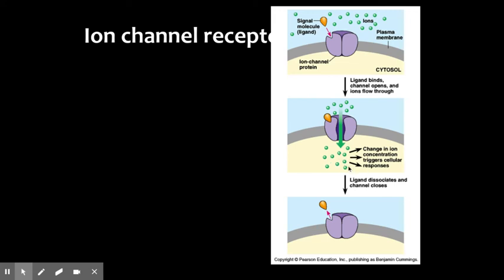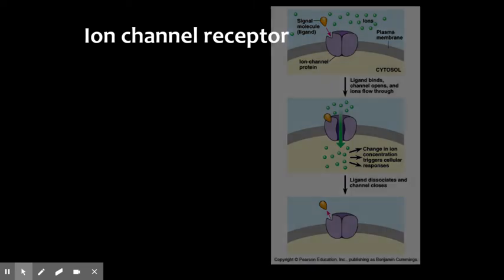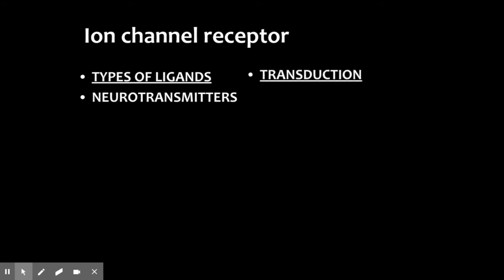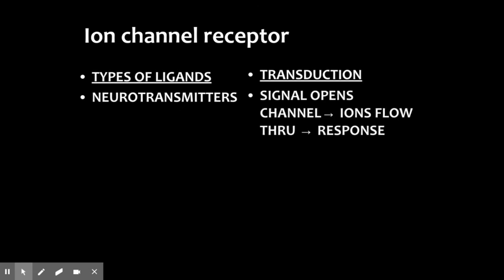The presence of those ions will trigger that domino effect or that cascade effect, which will then lead to a cellular response. Once the message is no longer bound to the receptor, the channel closes, no more ion flow. So what kind of ligands open ion channel receptors? Neurotransmitters. The transduction, or the process of the message once it's received: the signal opens the channel, ions flow through. That increased concentration will lead to some sort of cellular response.